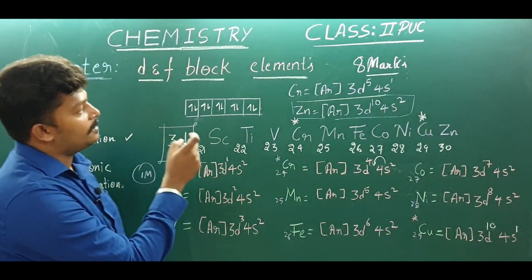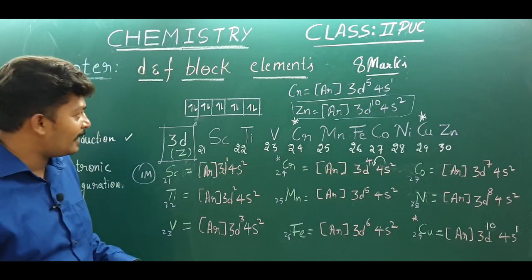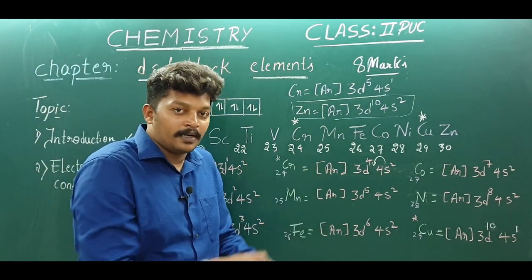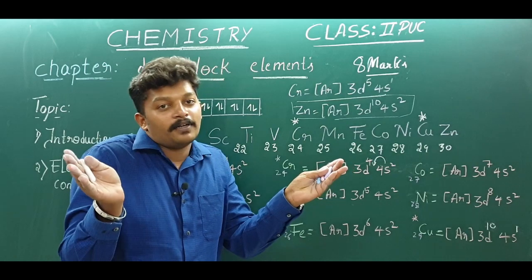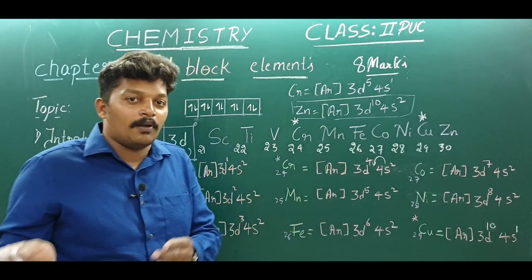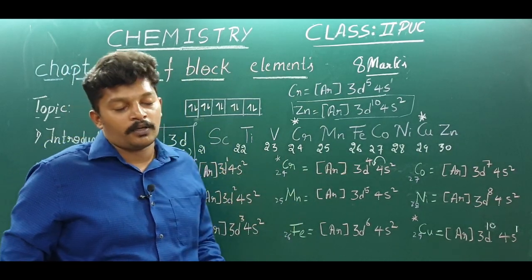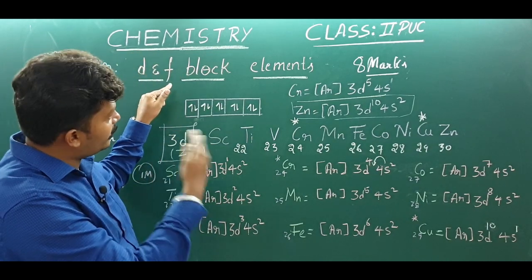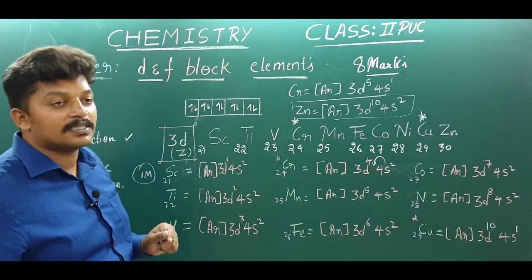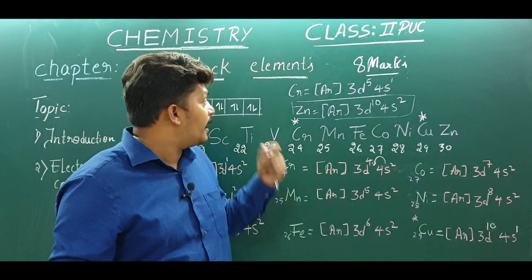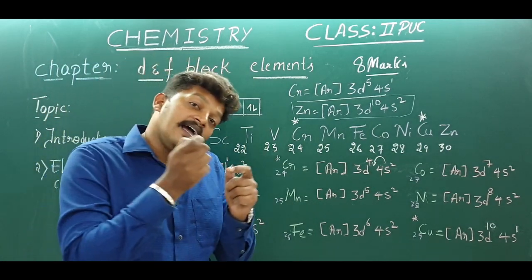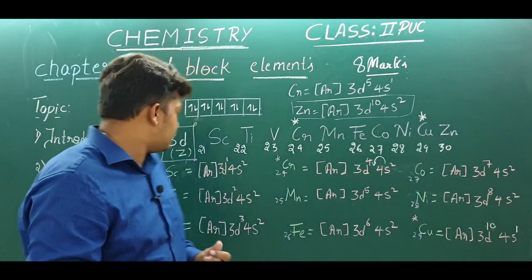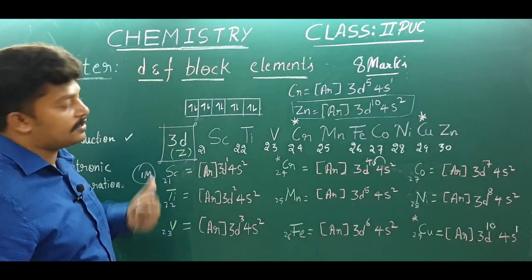What are d block elements? As I told, the d and f block elements are bifurcated, they are separated as d block elements and f block elements. So bifurcation is done, d block is separate, f block is separate, but d block elements are called transition elements, f block elements are called inner transition elements. So that introduction part is over.